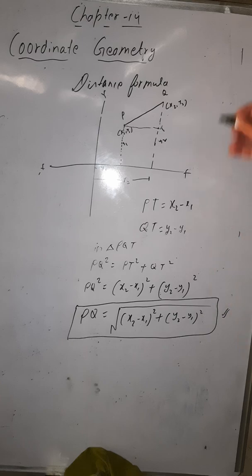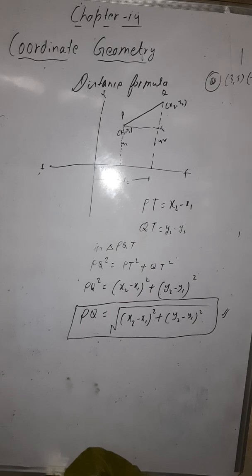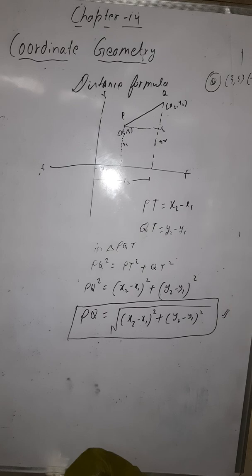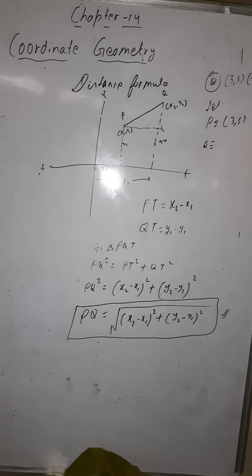Now, write a question. Find the distance between 3, 5 and minus 2, 5. Now you have to find the distance between these 2 points. Let's say this is point P. Point P is what? 3, 5. And let's say point Q is what? Minus 2, 5. You have 2 points now, P and Q.